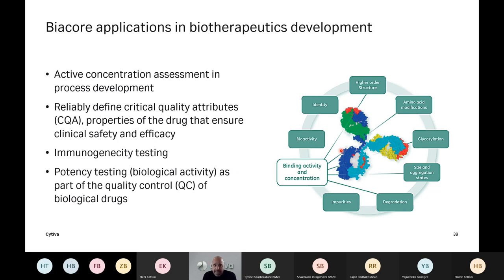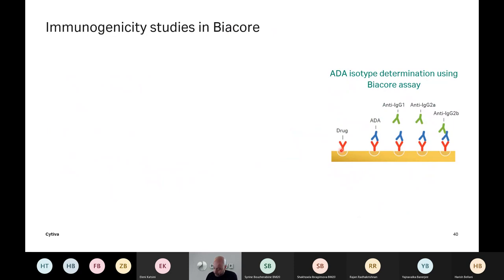We can run immunogenicity testing assays with Biacore as well, and potency testing to get to know the biological activity of the molecule as part of the quality control of biological drugs development and manufacturing. So, for example, in immunological studies, what we normally do is try to detect and characterize anti-drug antibodies that are produced in our organism when we are administered with a drug.